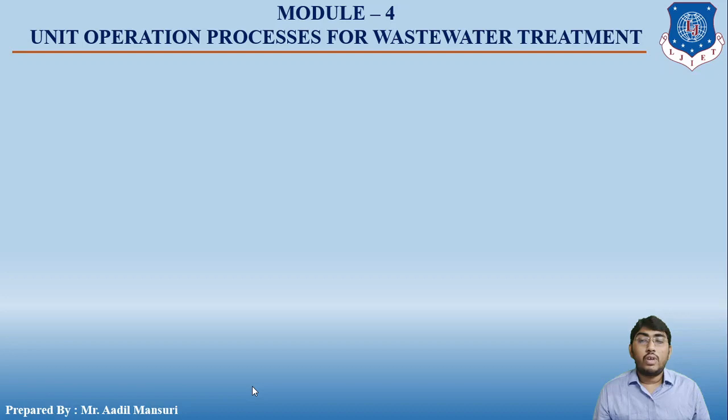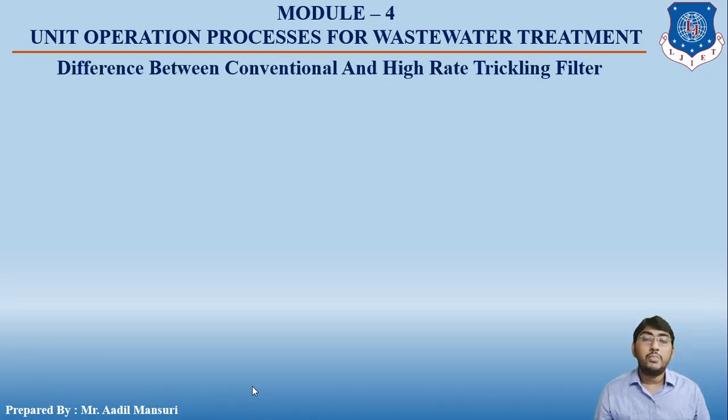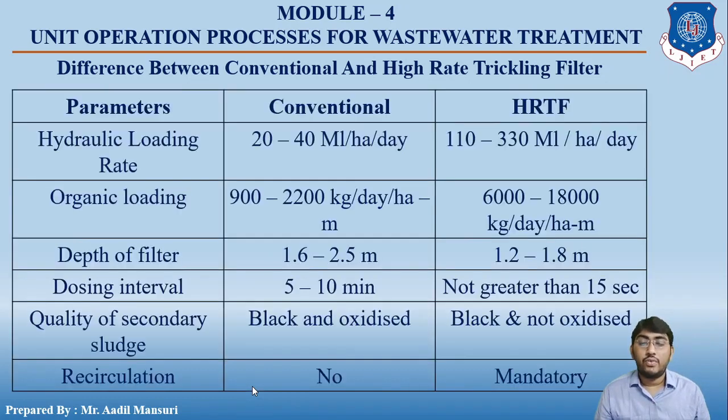So let us now have a look at another topic, that is the difference between conventional and high rate trickling filter. The first column indicates the parameter, then the conventional trickling filter data and high rate trickling filter data. The hydraulic loading rate for conventional trickling filter is 20 to 40 million liters per day per hectare, whereas in case of high rate trickling filter it is between 110 to 330 million liters per hectare per day.